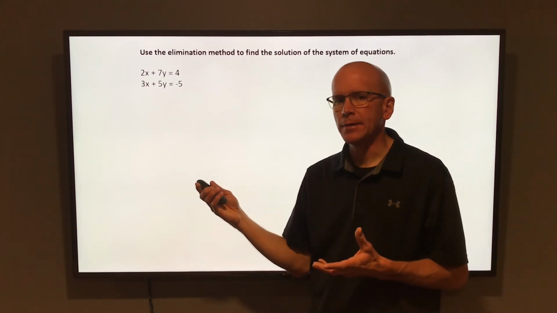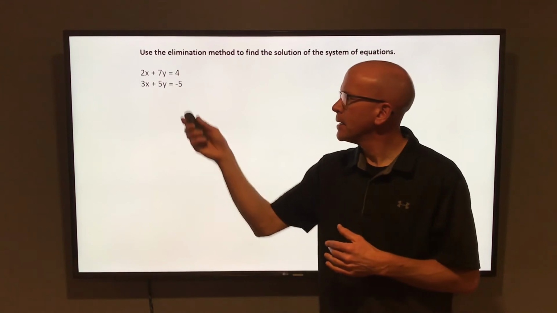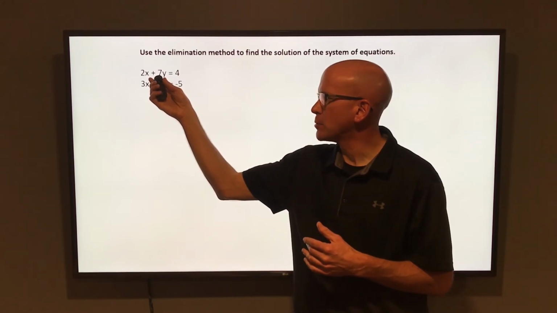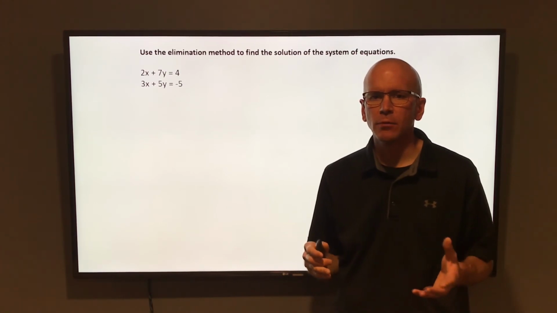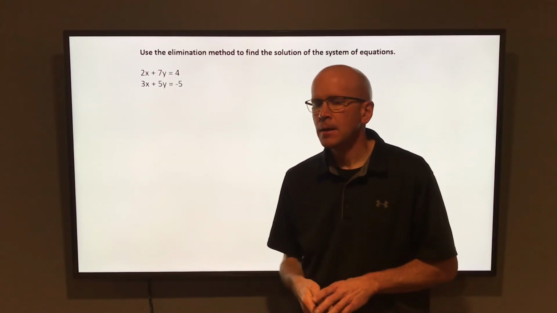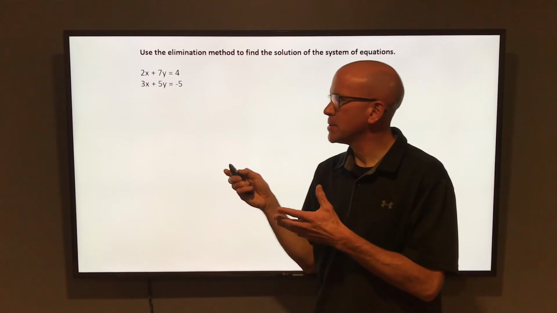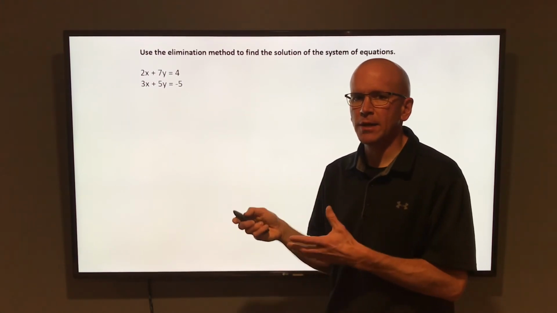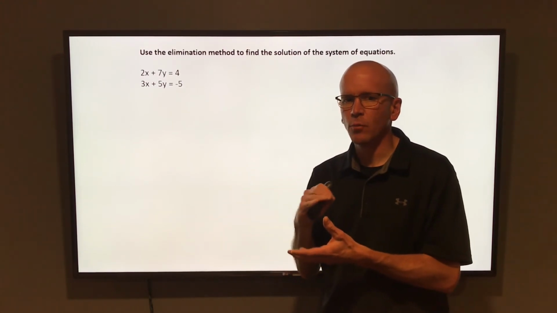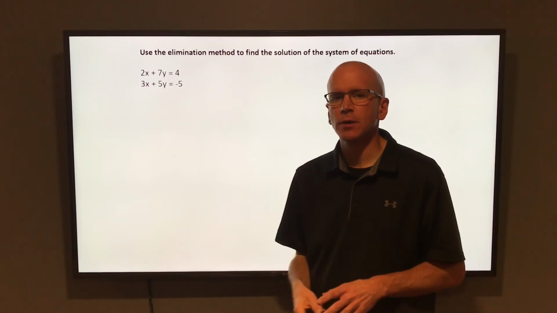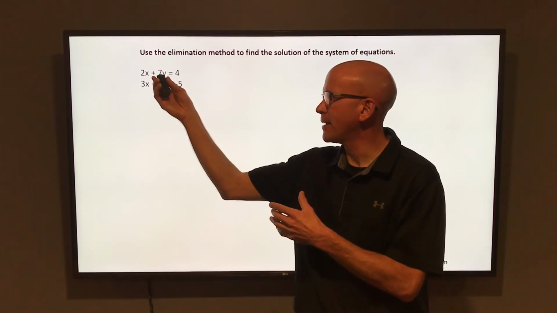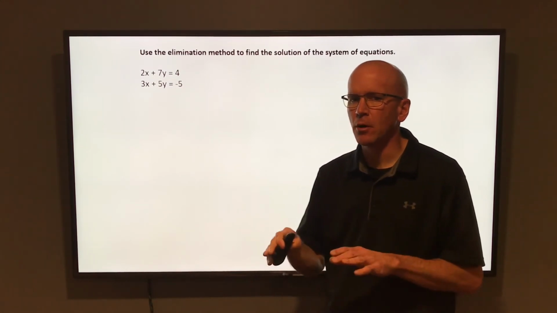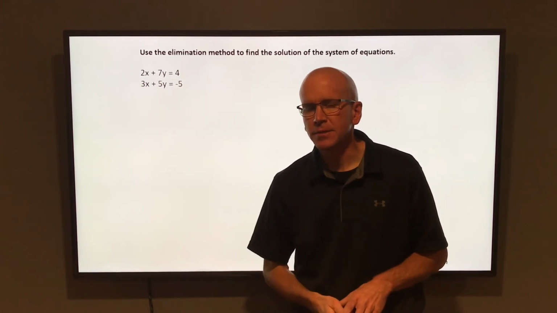Or look at the y's. A little bit bigger numbers here, but you can change the y's into 35y and negative 35y so that when you add those together, the y's will cancel. So either change the x's to be the same, change the y's to be the same, make sure one of them is positive, one of them is negative, so that when you add these two equations together, one of the variables will cancel. So instead of going to 35y and negative 35y, I'm going to stay small. I'm going to go with 6x and negative 6x.